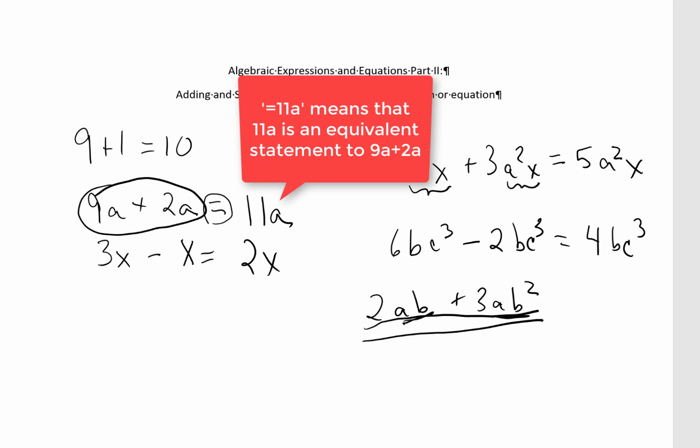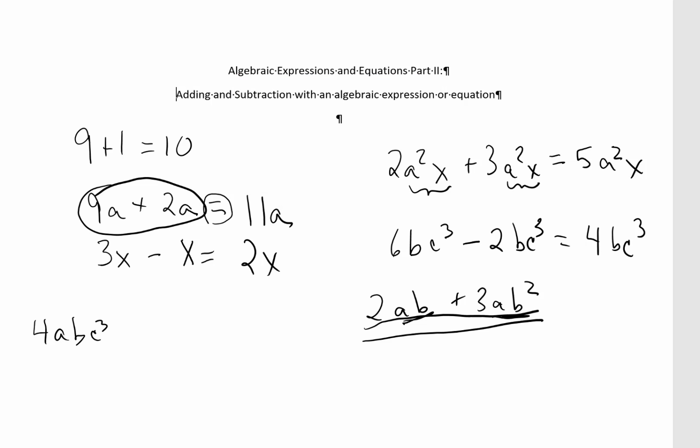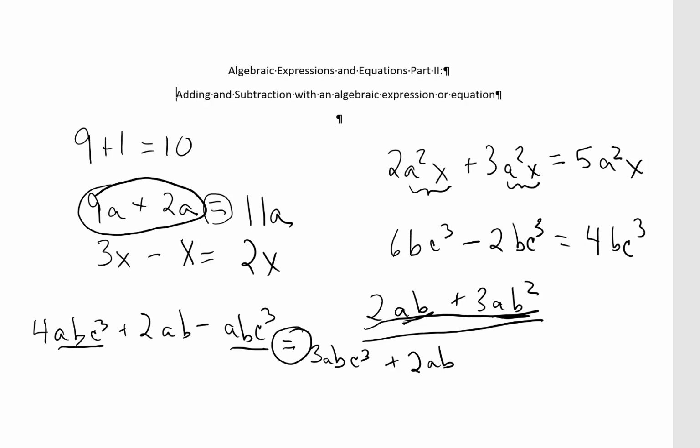So when I start out with something like 4abc to the third plus 2ab minus abc to the third, that's an algebraic expression and I can simplify it. If there were like terms like I see right here, abc to the third is the same as abc to the third, I can simplify that. That's where I would put the equal sign in to say that this statement is equivalent to 3abc to the third plus 2ab. So please don't get confused when you see the equal sign.